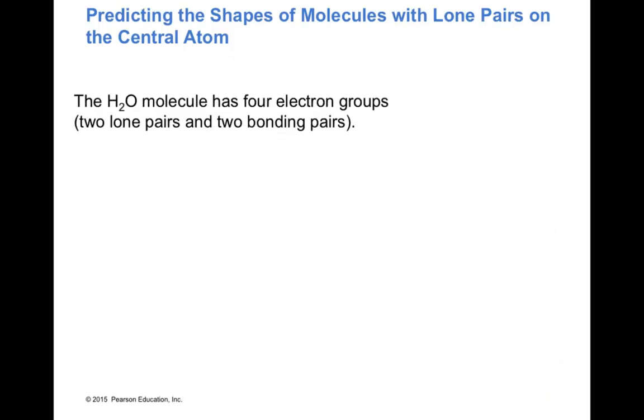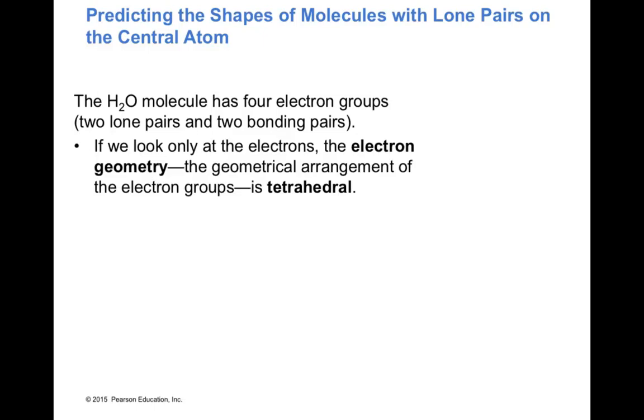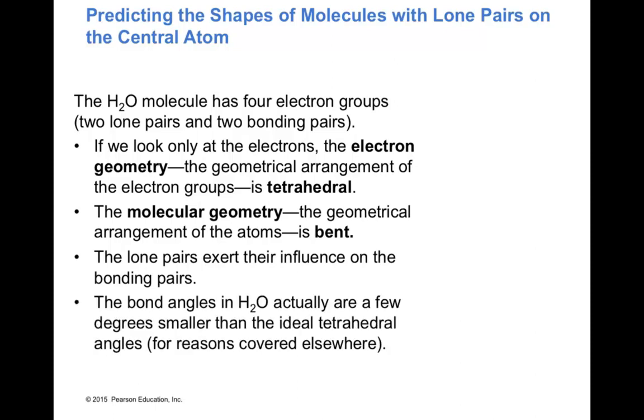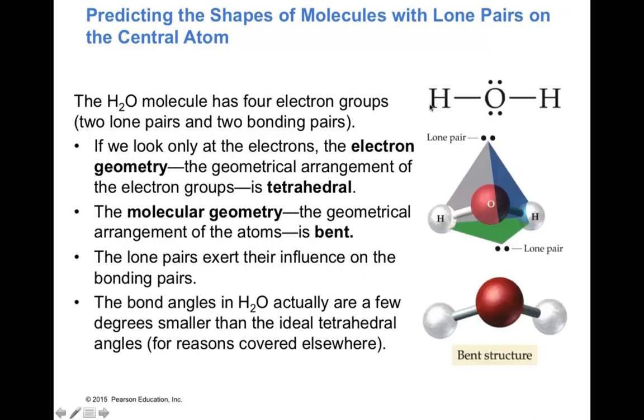What about water, H2O? If we look only at the electron geometry, it is going to be tetrahedral, but the molecular geometry is going to be bent. So the same thing: the lone pairs exert influence on the bonding pairs, and the angles are a few degrees smaller than the ideal for tetrahedral. Here we have the Lewis structure for water, H2O, and we can see that we have 1, 2, 3, 4 electron domains or electron groups. So that means we're going to have a tetrahedral shape for the electron geometry for water, but the molecular geometry is going to be bent. So the bent structure is what we find in the water molecule.